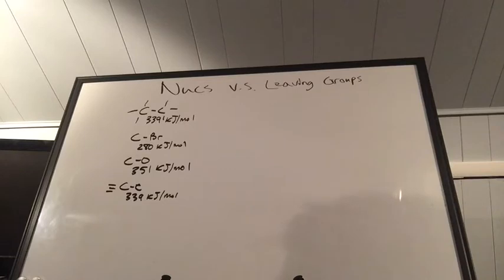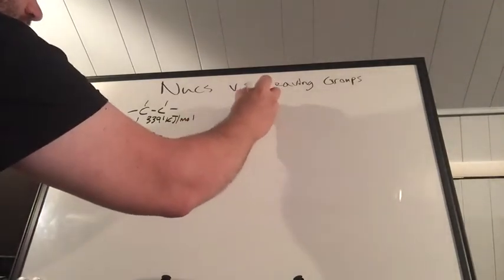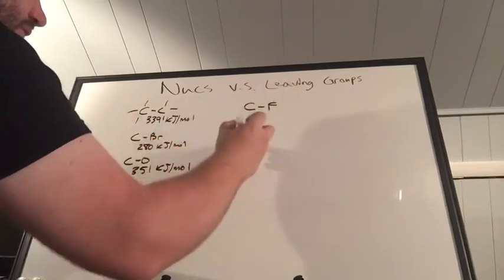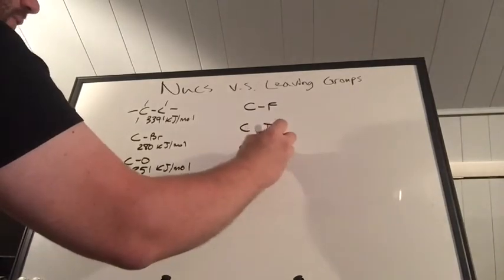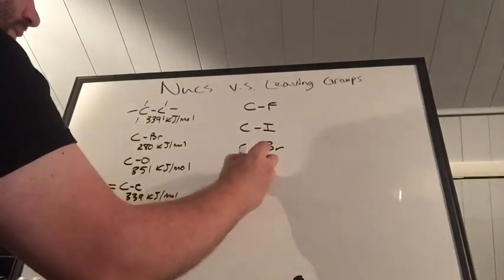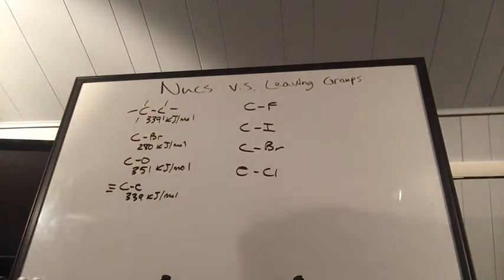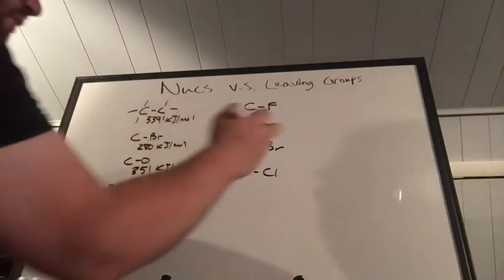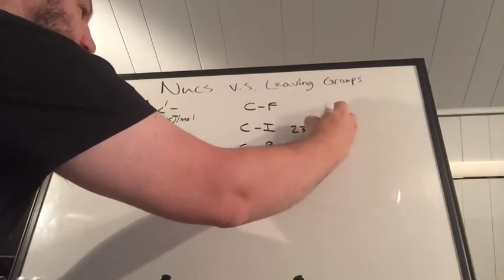Okay. Now, if we're going back to leaving groups and those kinds of capabilities, where you look at, let's say, carbon to fluorine, carbon to iodine, carbon to bromine, and carbon to chlorine. So these are all halides. Notice that this is going to be the lowest at 238 kilojoules per mole.